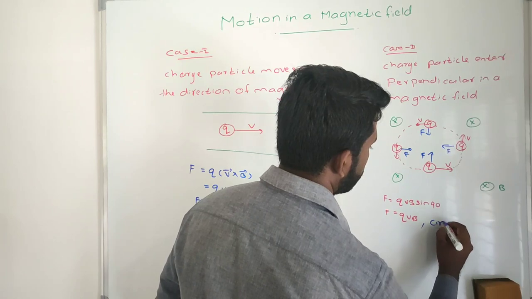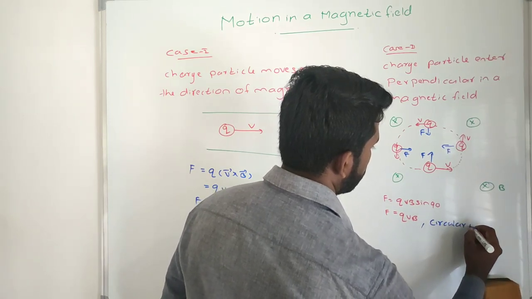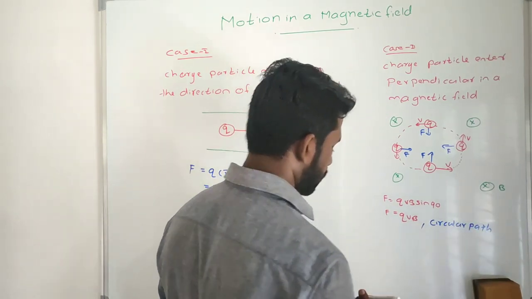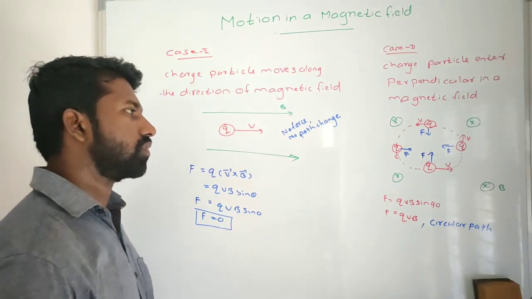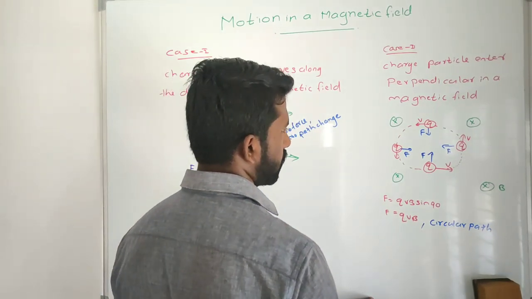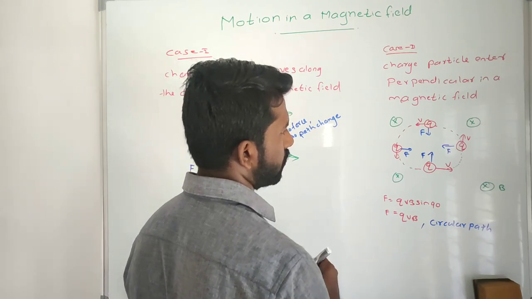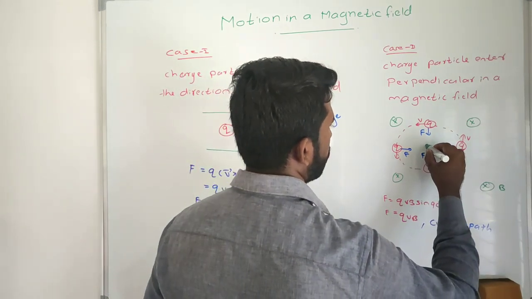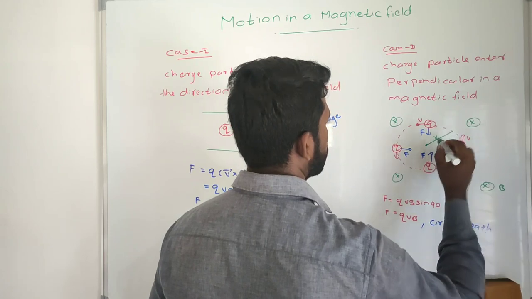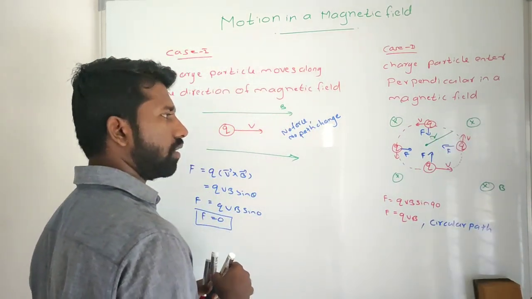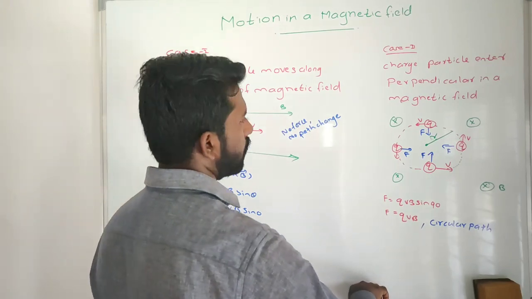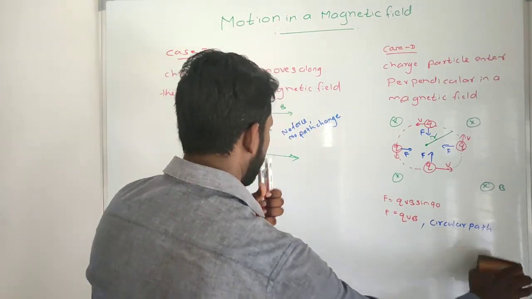Circular path. So now we will see what is the radius of the circular path. This is the radius. And what is the time period? What is the frequency? Everything we'll see now.